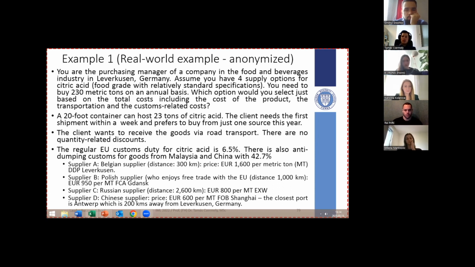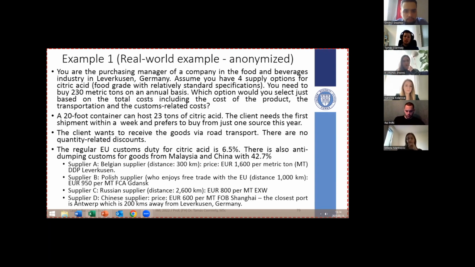The exercise gives concise examples that we need 20 food containers. If you calculate it, this would mean exactly 10 20-foot containers of each 23 tons of citric acid. What you need to do is calculate which supply option is the best for us. We have 4 options. We need to have the material within a week. And you see that there are regular EU customs, and from certain countries there are also so-called anti-dumping duties.